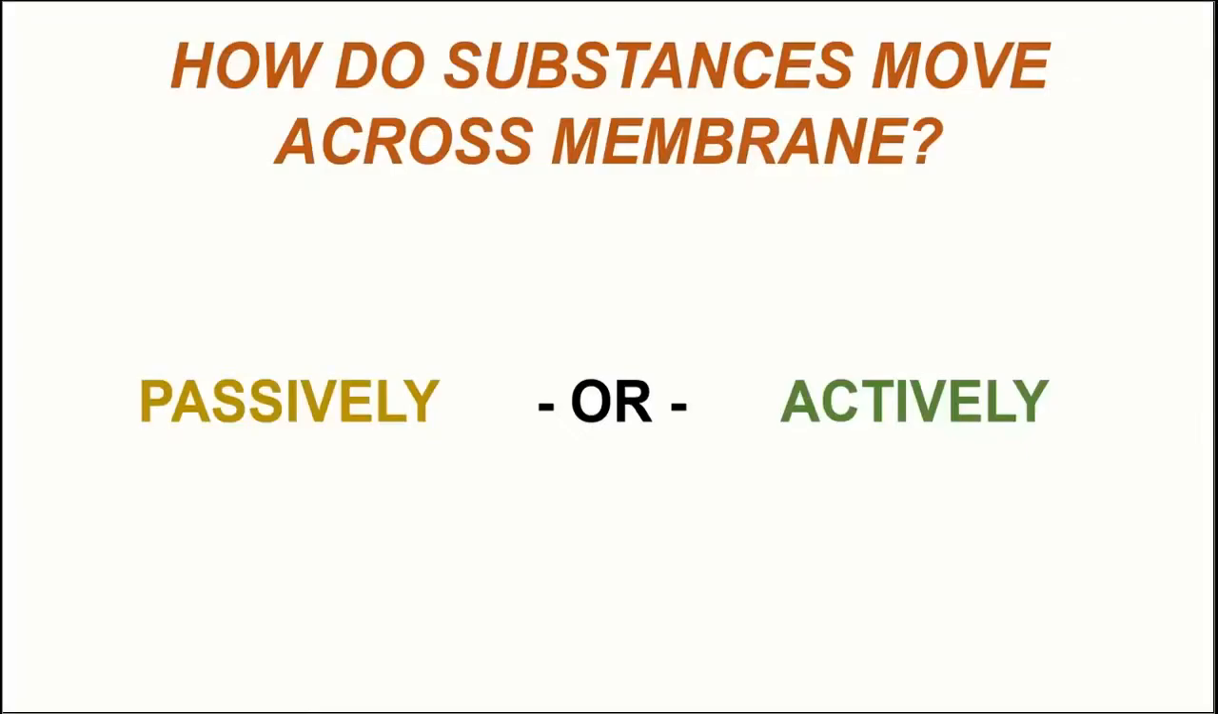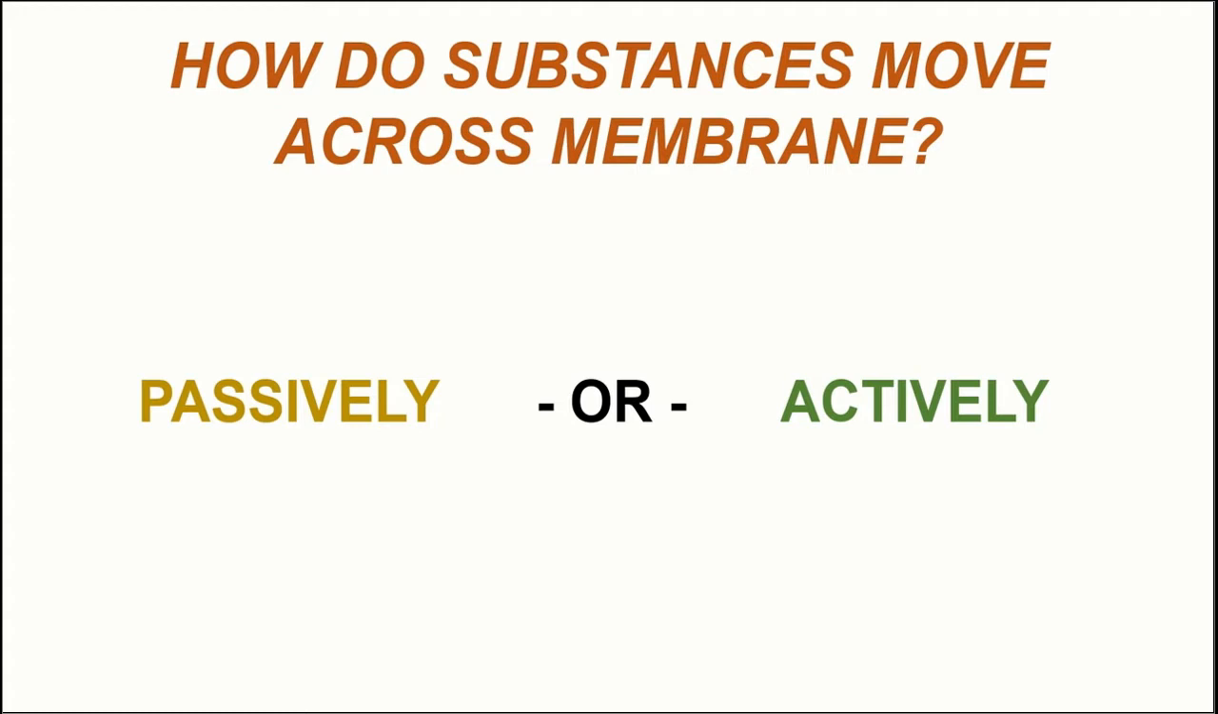Recall that the plasma membrane was described as a selectively permeable barrier. So this implies that some substances can easily cross while others are prohibited from crossing, or at least have a much more difficult time crossing the plasma membrane.